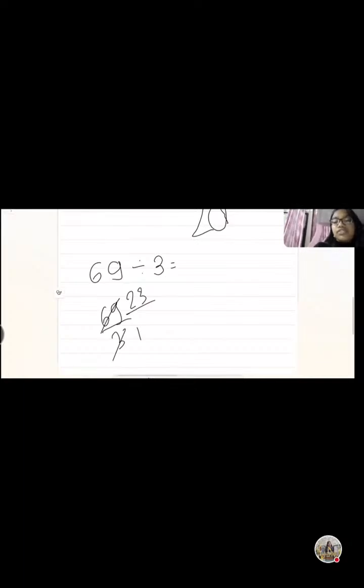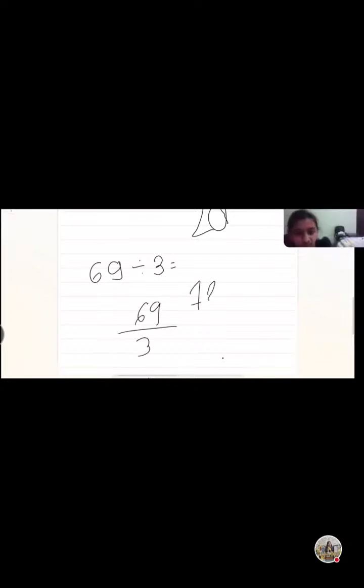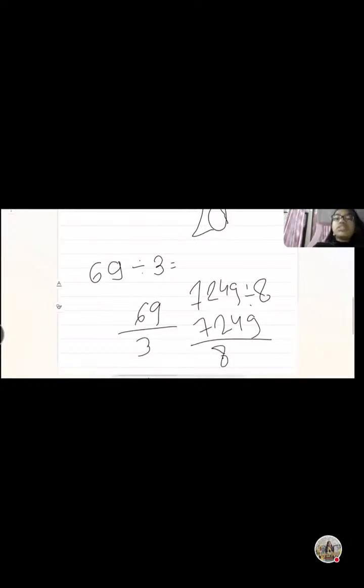So this will be helpful in your higher classes when your teacher is teaching you how to do division fast. We always write any division in the fraction form. Suppose we have 7,249 divided by 8. We'll write it in the fraction form and solve it in the fraction form, because that is how we do it in normal mathematics as well, because it is easier.